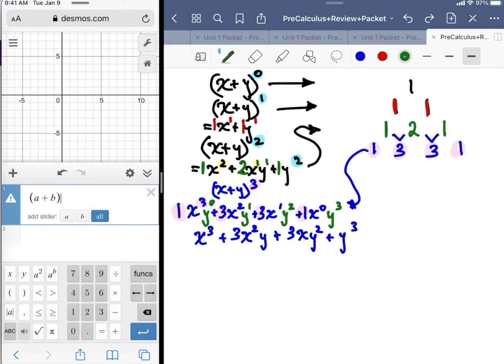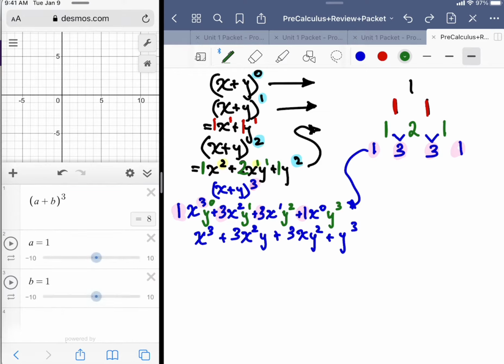Cubed, sorry. That a to the b power is a cube. Now you see below it, it says add slider, a, b, and all. You want to add sliders, because what that'll do is allow you to toggle the value of a and b and give you the resulting value of a plus b cubed based off of whatever you select.